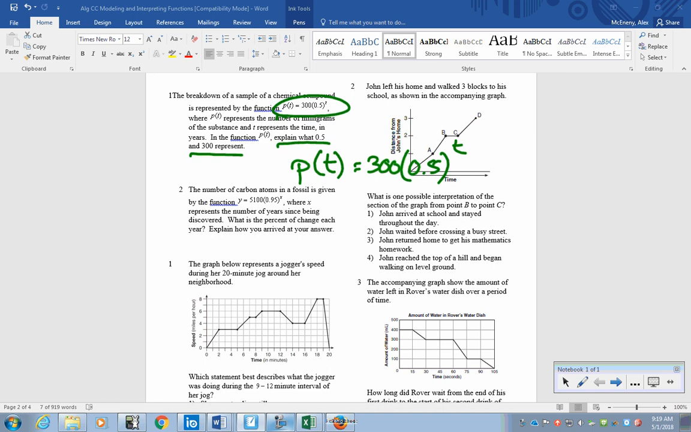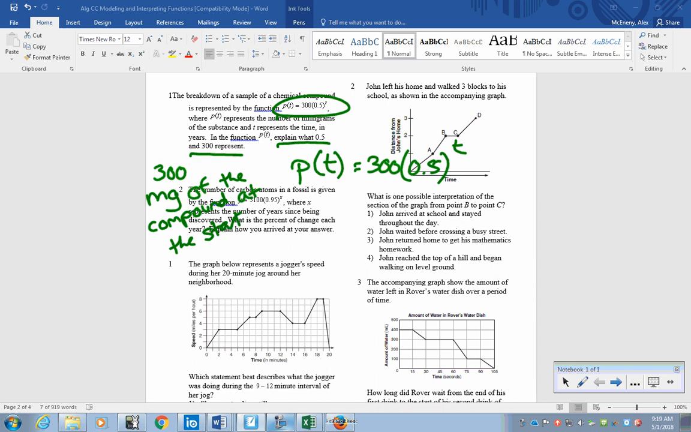Well, the first part is the 300, and in this case, it's a sample of a chemical compound. So the 300 represents the y-intercept. That's kind of our initial amount. So the 300 represents the milligrams of the compound at the start. Or you could say when t equals 0.